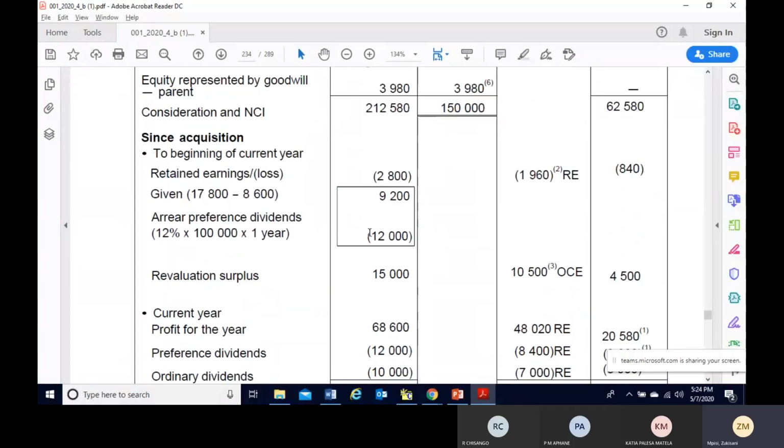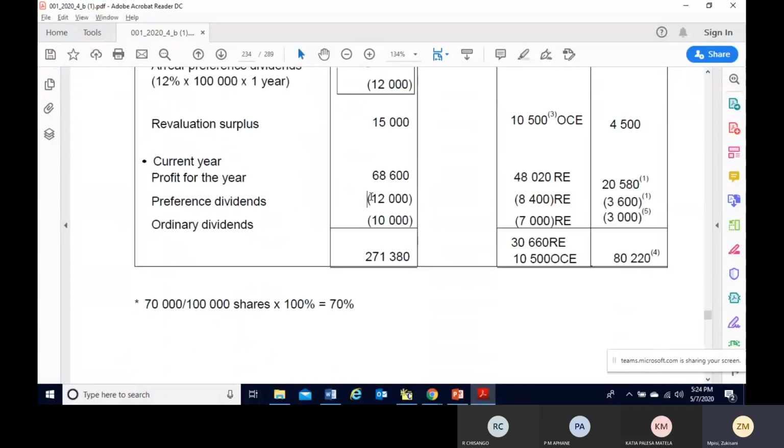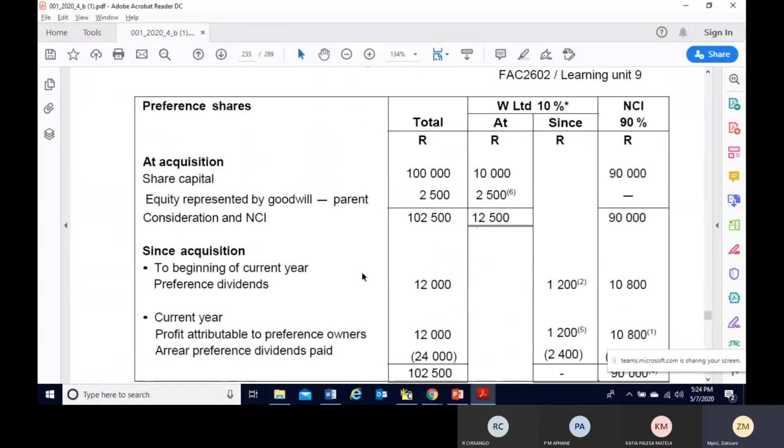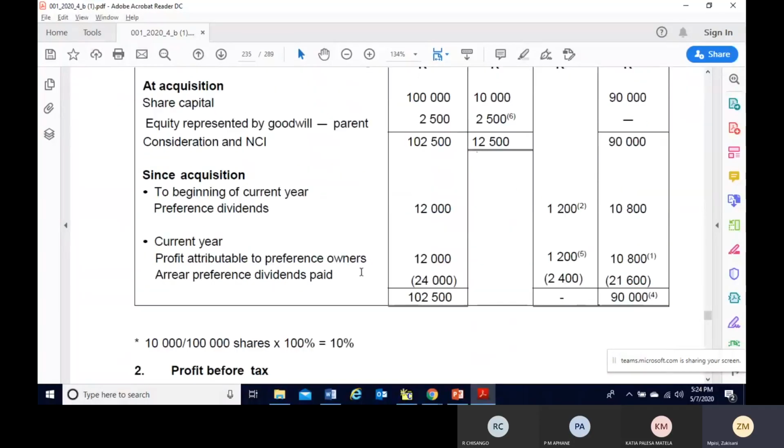So in this year, it is an arrear. In this year, we have paid it. So you do it in terms of the interest of ownership. But when it comes to preference shares, the one that was not paid, we have to add it first from the previous year, and we show nothing. And in the current year, we add another. So here, this is not preference dividend, it's a profit that was meant to pay the preference dividend.